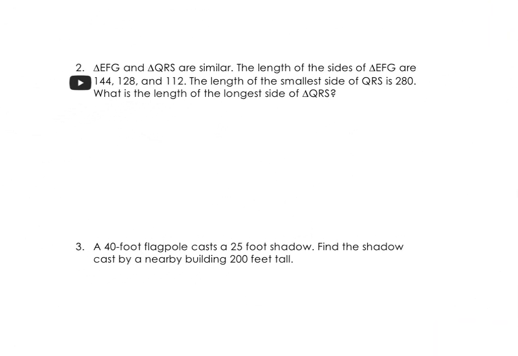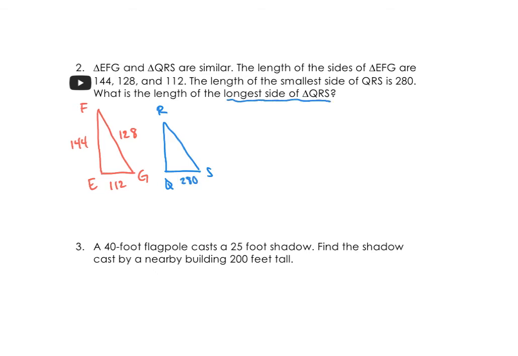So starting with number 2, it says triangle EFG and triangle QRS are similar. There's no picture, so I'm going to go ahead and draw these. So here's EFG, and it doesn't matter how you draw them. And here's QRS. The lengths of the sides of EFG are 144, 128, or 112, sorry. And the length of the smallest side of QRS is 280. So the smallest side I'm going to put down here, this is 280. We want to know what is the length of the longest side of QRS.